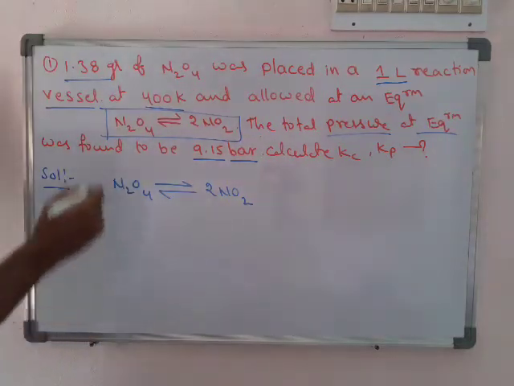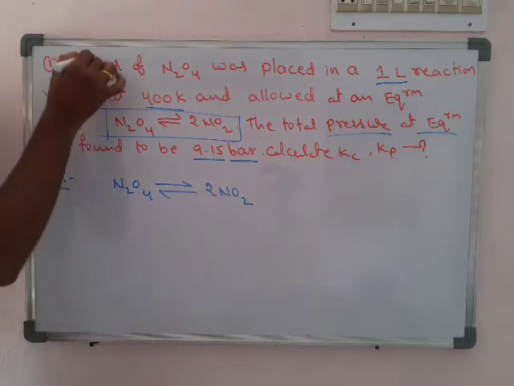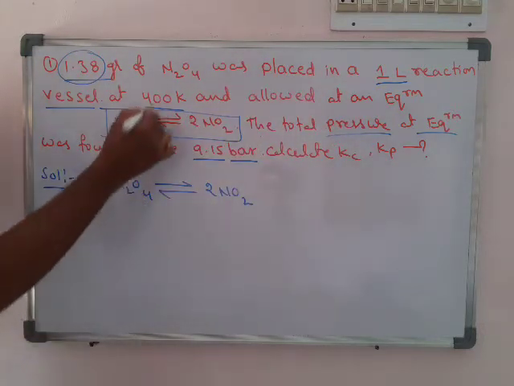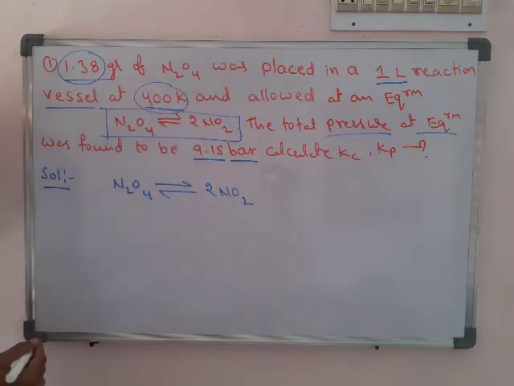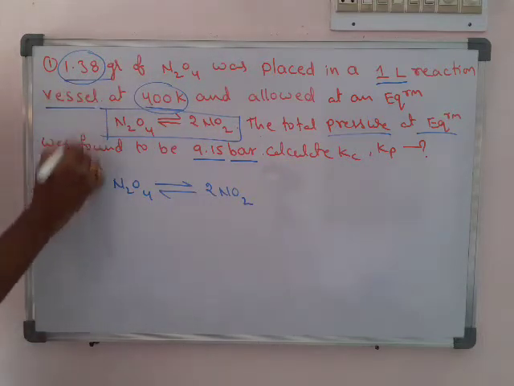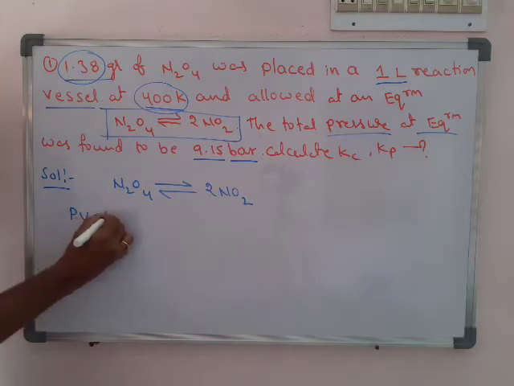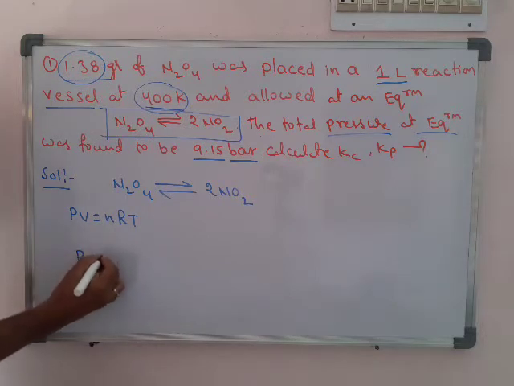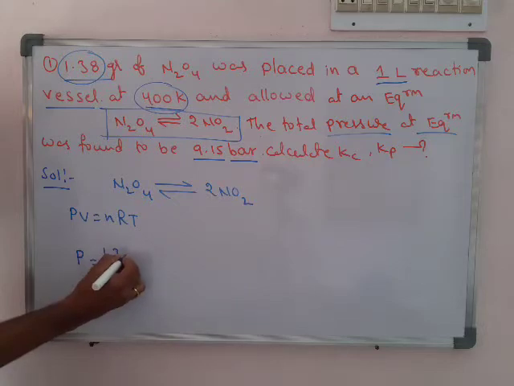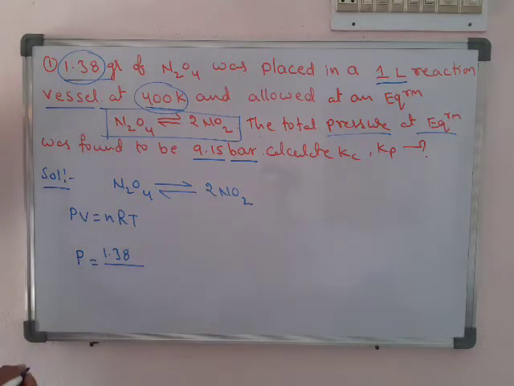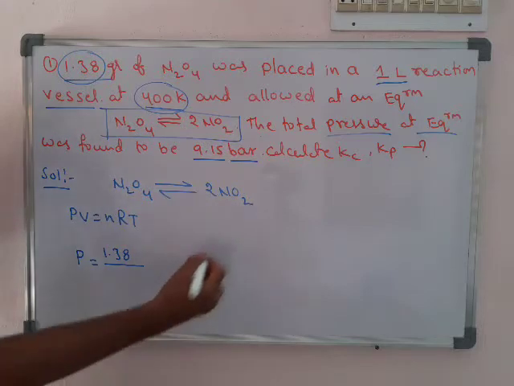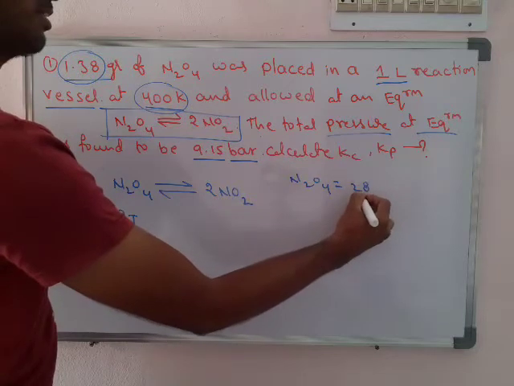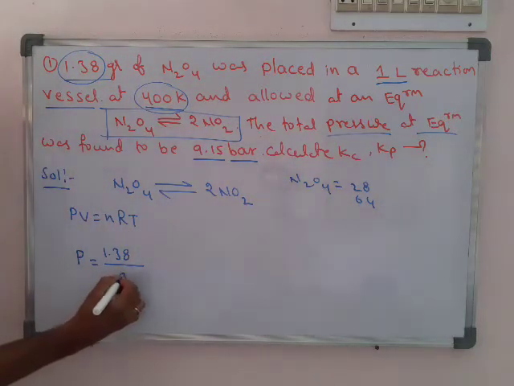So initial pressure is not given, so we will use the information that is given: 1.38 grams weight, that's 1 liter, and the temperature is also given. So with the help of these values, by using the ideal gas equation, PV equals nRT, we are able to find the initial pressure, the initial number of moles. So weight by molecular weight. What is the molecular weight of N2O4? It is 92.